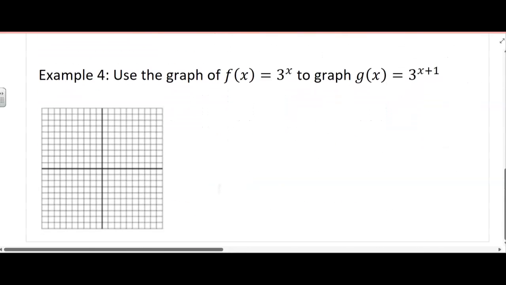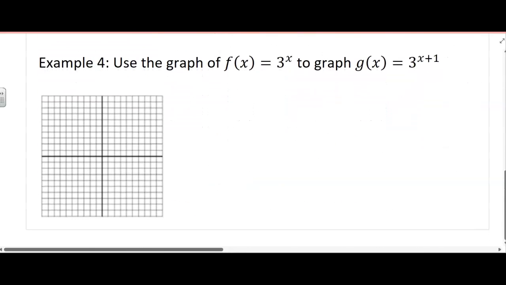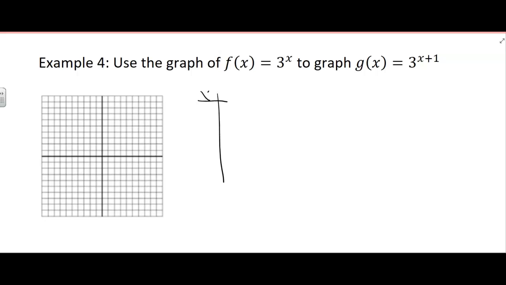Okay, so let's do an example. It says use the graph of f of x equals 3 to the x. What I like to do is just do a quick little table of values, x and f of x, and think about what we're putting in: -1, 0, 1, 2. And I mean quick. So I get 1/3, 1, 3, and 9. That's my original function.